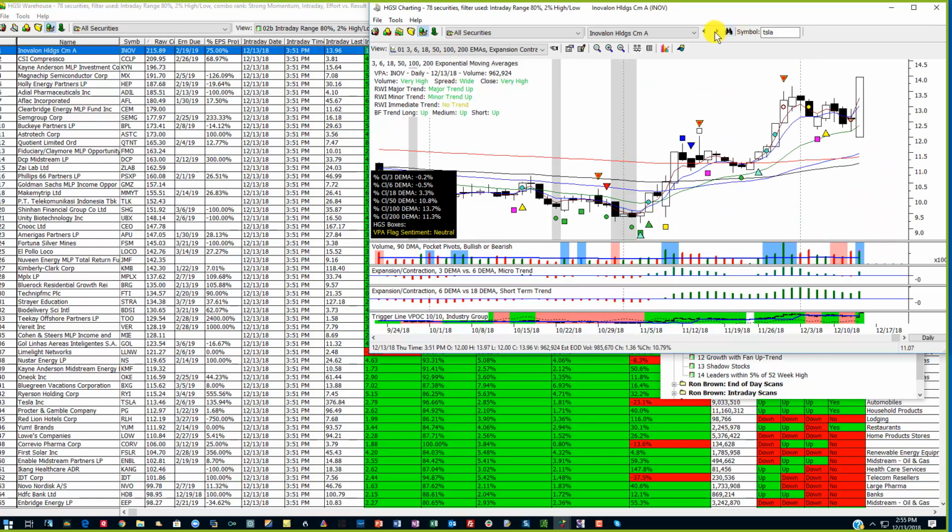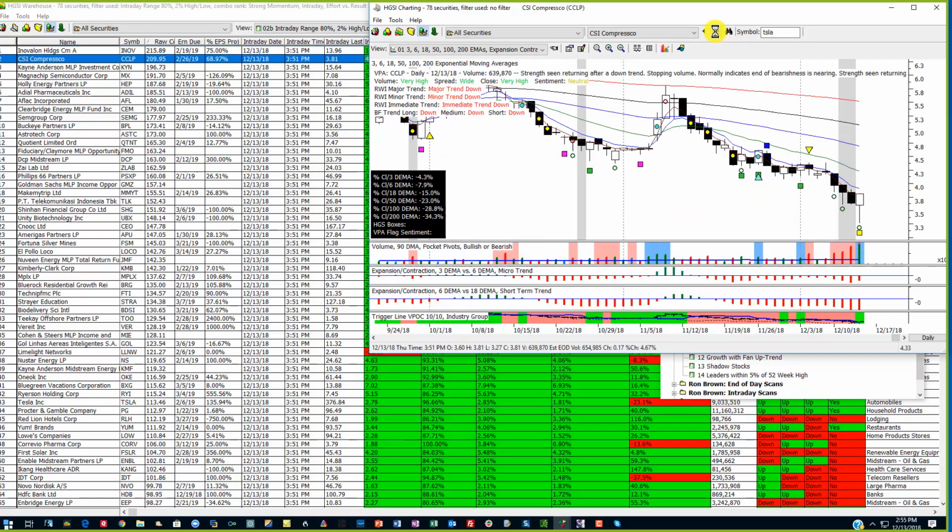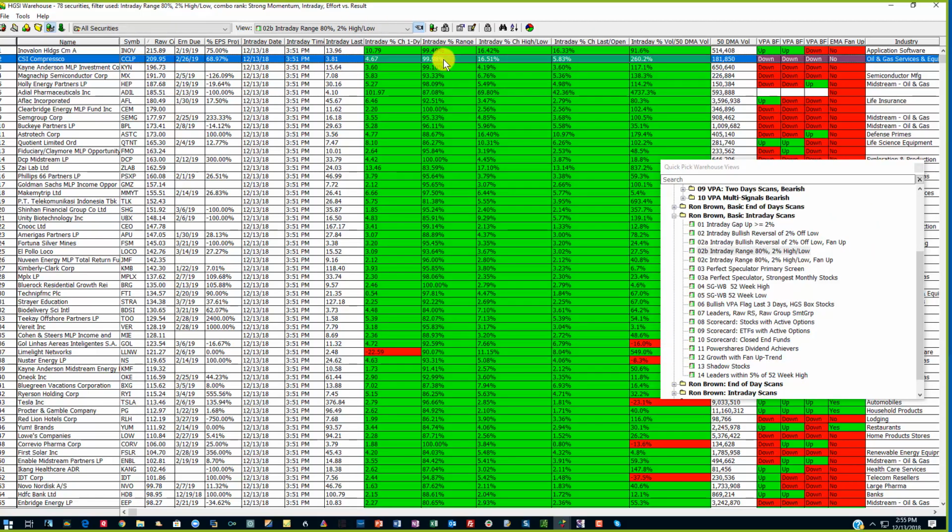I think I already looked at that one. Let's look at a different one here. So this is obviously a fan down here, but here is a stock that's reversing here. And what is its intraday range? It's at 99.98%. We're going into the close. What does that tell you? It tells you that people are buying it. It's an oil and gas services and equipment company.